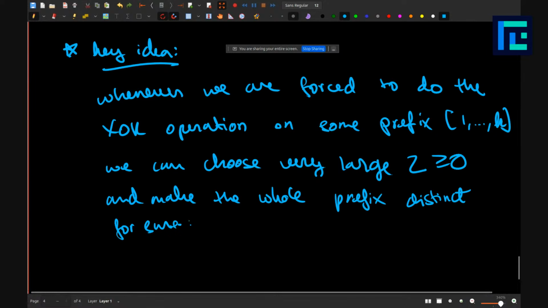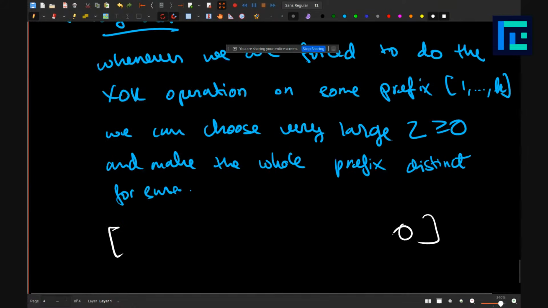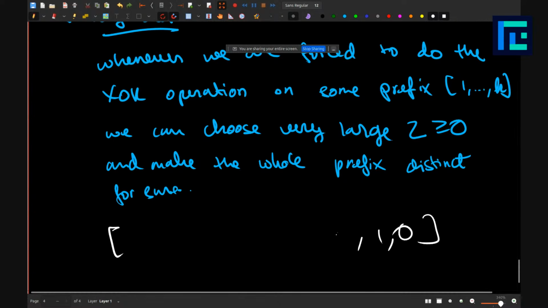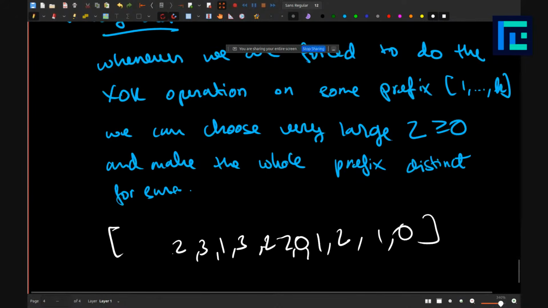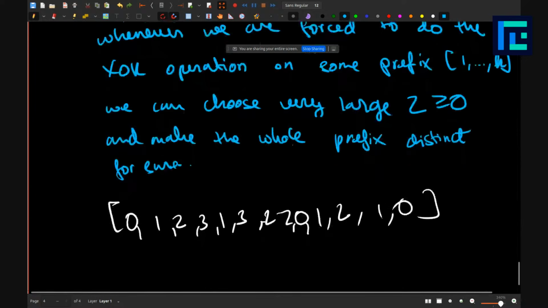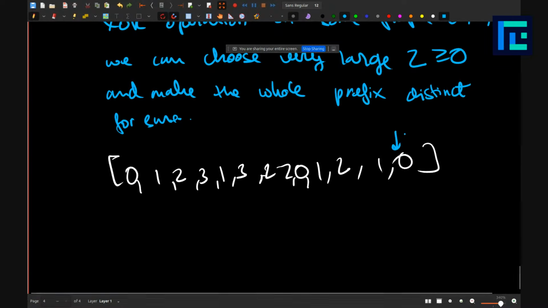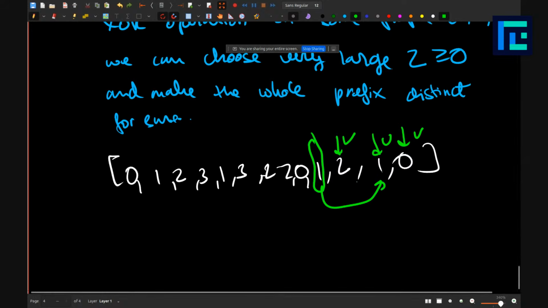So let me show you what I mean. Let's say we have 0 1 2 1 0 2 2 3 1 3 2 1 0. Okay, so what happens here is this 0 is fine, right? This 0 is fine, this 1 is fine, this 2 is also fine. Now this 1 is not distinct, right? This 1 is not distinct.